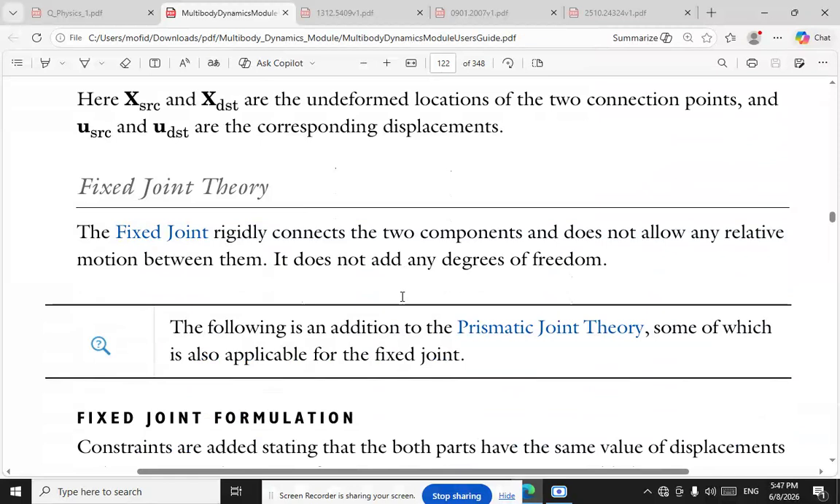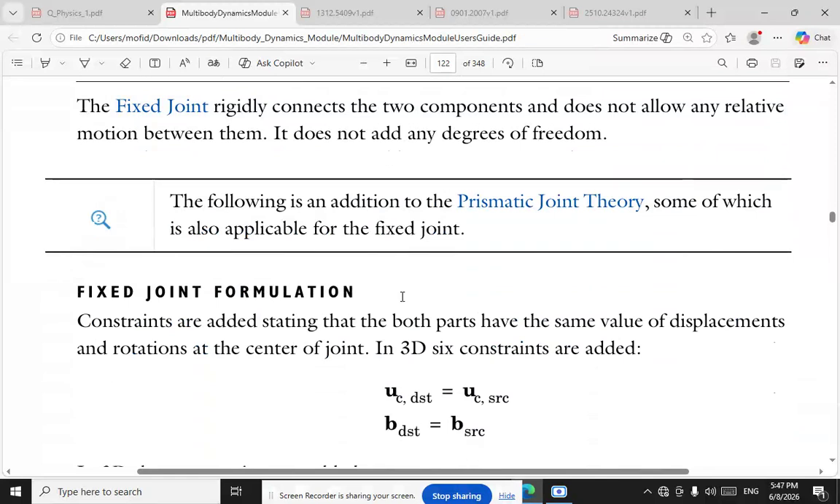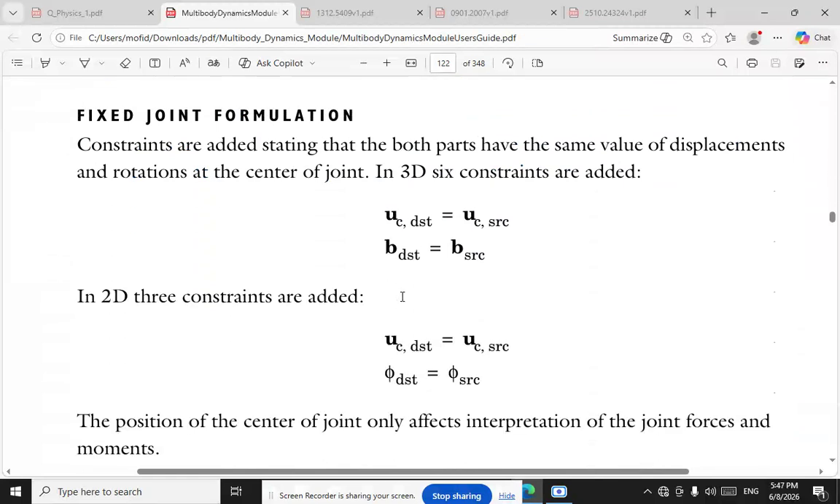Fixed joint theory. The fixed joint rigidly connects the two components and doesn't allow any relative motion between them. It doesn't add any degrees of freedom. The following is an addition to the prismatic joint theory, some of which is also applicable for the fixed joint. Now I want to go through the fixed joint formulation.